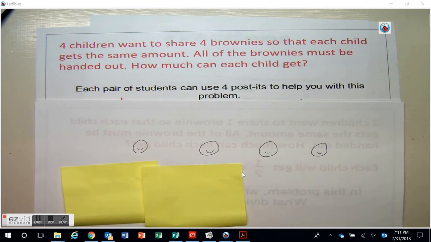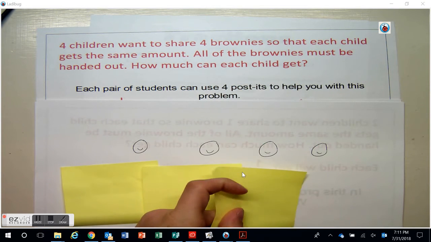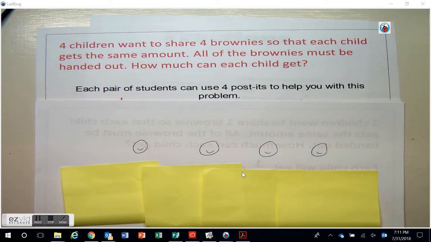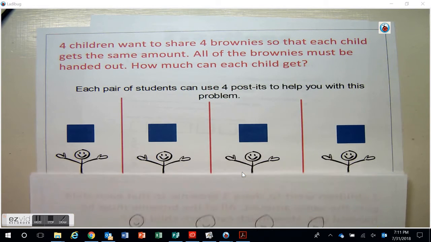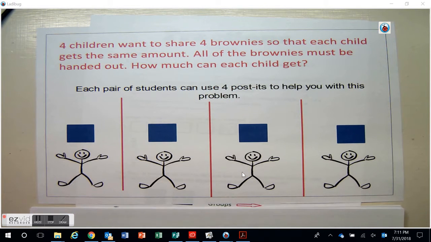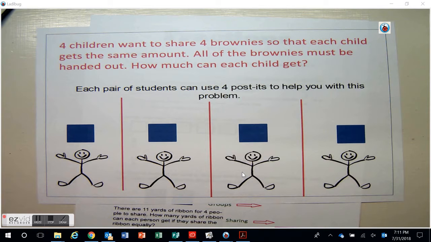If I were to pass it out, I would say you get one, you get one, you get one, and you get one. So each child gets 1 brownie.